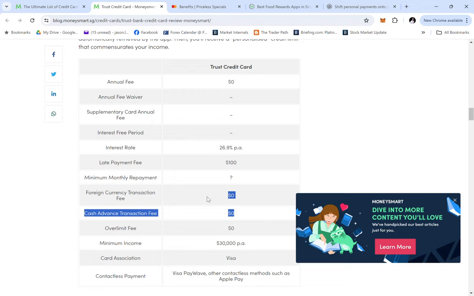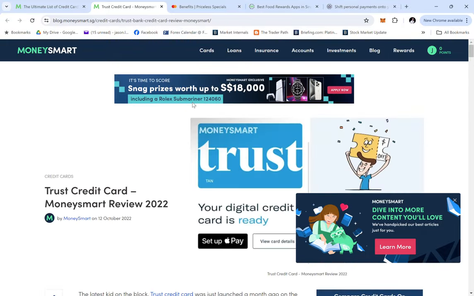However, do note that this will affect your credit standing. So if it affects your credit standing, then you might not want this card adding to your liabilities. Alright guys, we're going to cover more cards later.